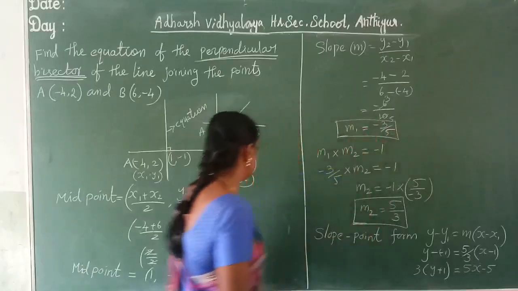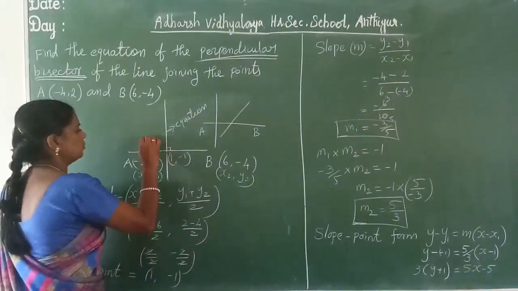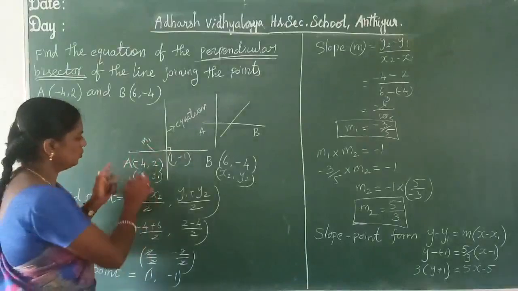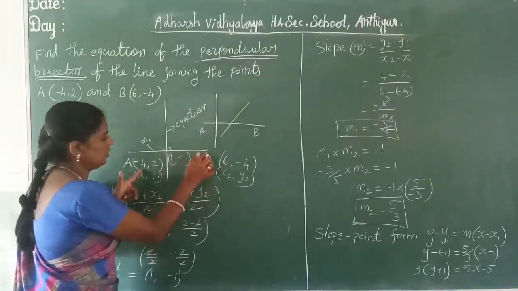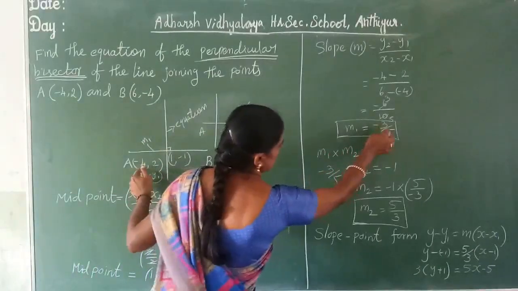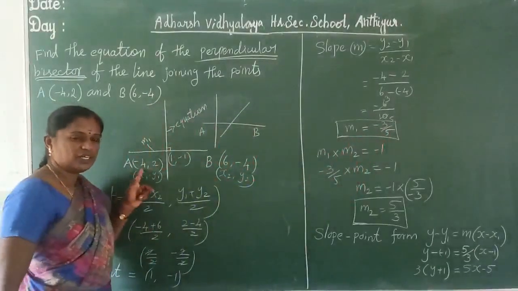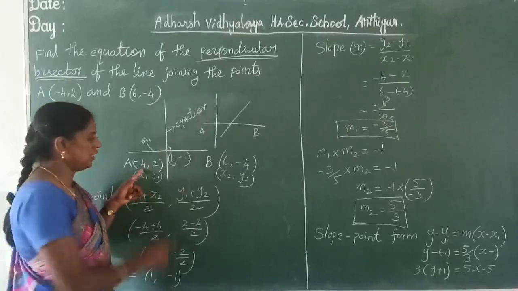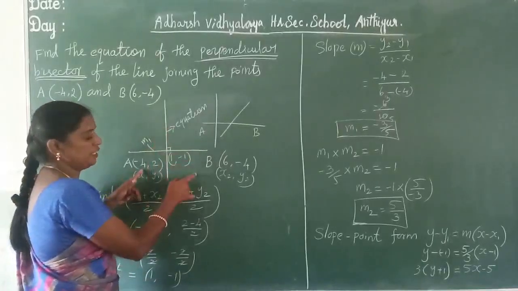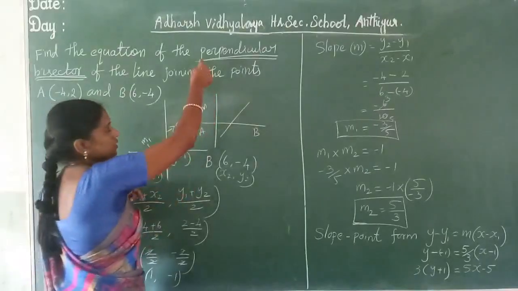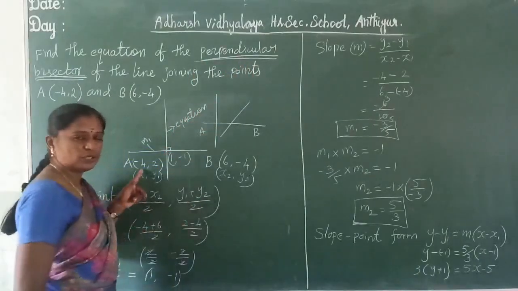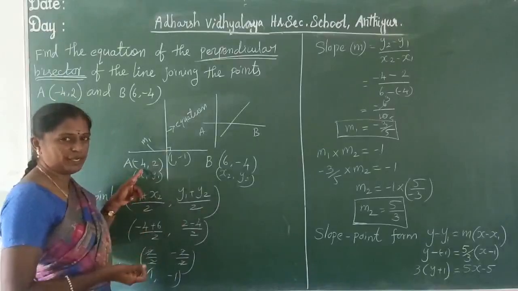This slope is the AB slope. Using these 2 points, we found the slope, so the AB slope is minus 3 by 5. Already we saw the perpendicular condition: m1 into m2 equal to minus 1 means the 2 lines are perpendicular. Here they themselves gave perpendicular, so definitely m1 into m2 is equal to minus 1.